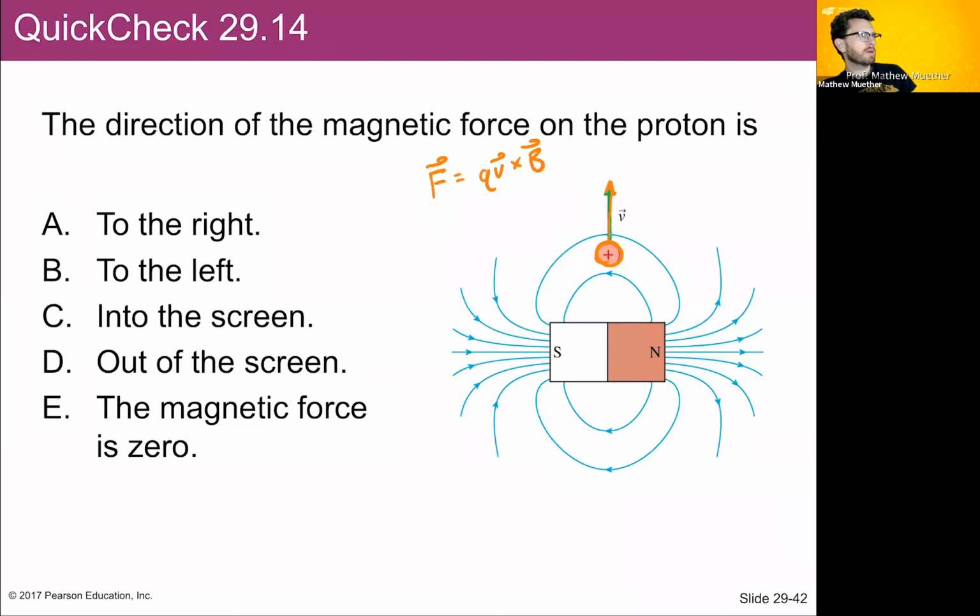All right, let's go ahead and end the poll. Most of you selected D. Let's use our right-hand rule. Our index finger points in the direction of QV. It's a positive charge, so that points in the direction of V, that points upwards. At that position where that charge is, the magnetic field is, I'm going to point my middle finger in the direction of the magnetic field.